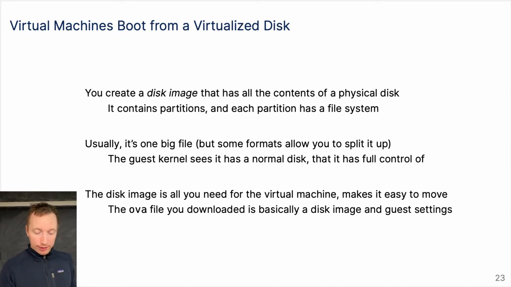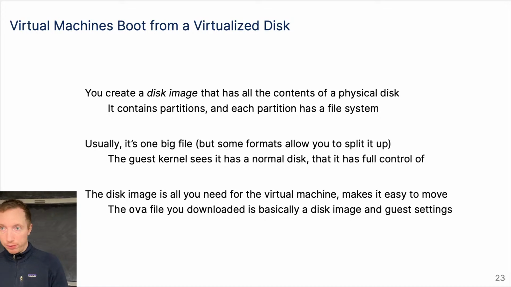But this file, the guest kernel recognizes that file as just a normal disk and thinks it has full control over it. And then if you want to use a virtual machine, like a normal machine, all I have to give you is a disk image. So that's all you need for a virtual machine. Makes it easy to move around as well.